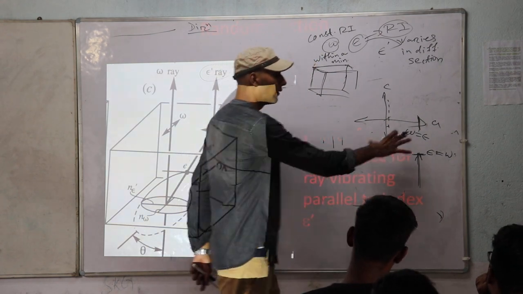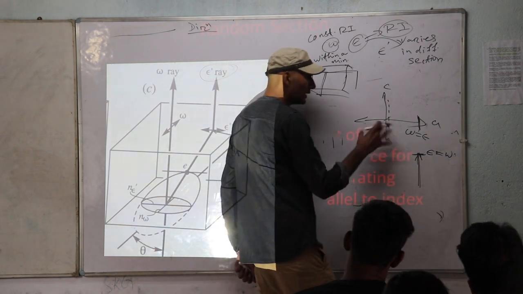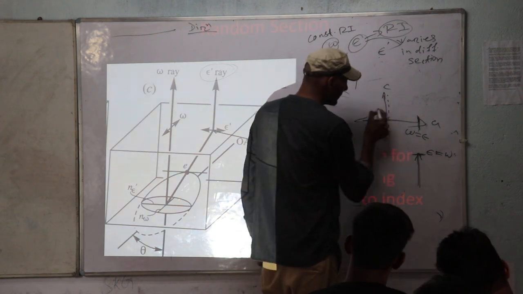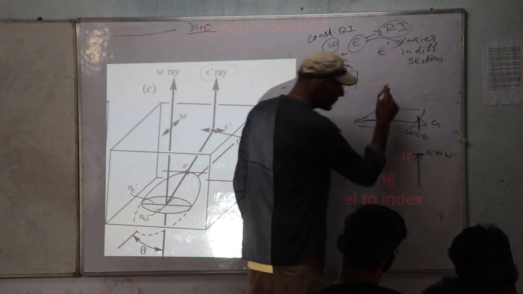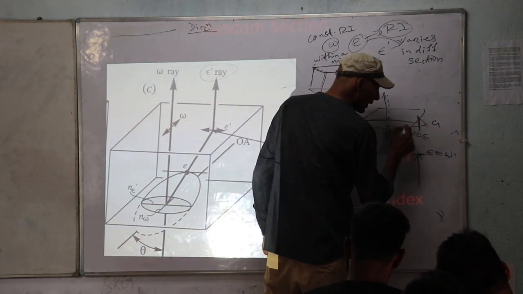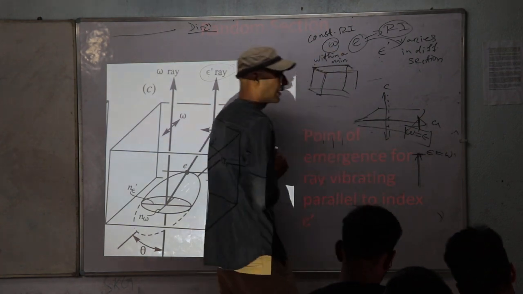When can you obtain that? When the section is perpendicular to C axis. This is the section which is perpendicular to the C axis. So in this section you are getting omega is equal to epsilon.